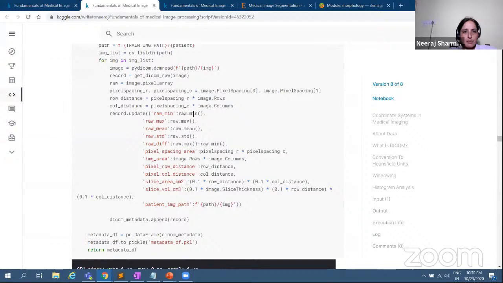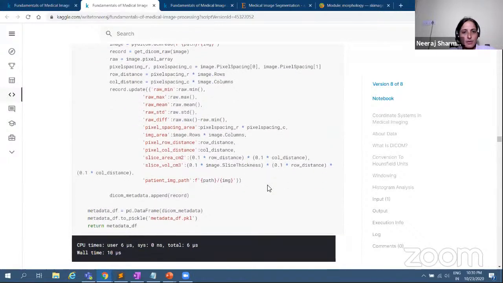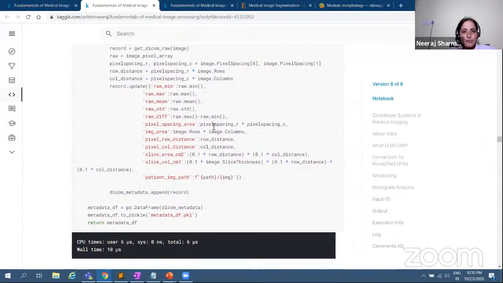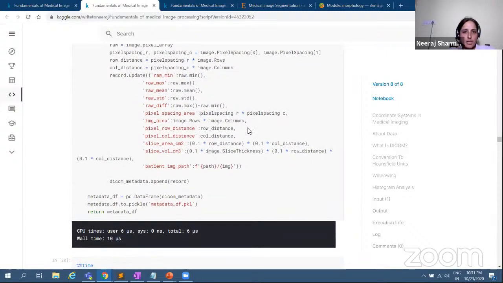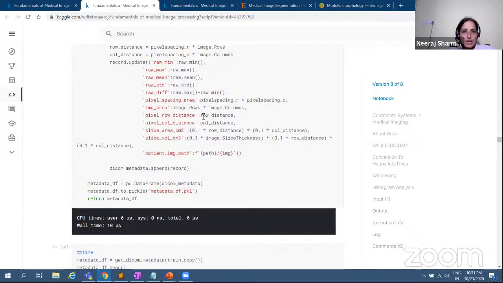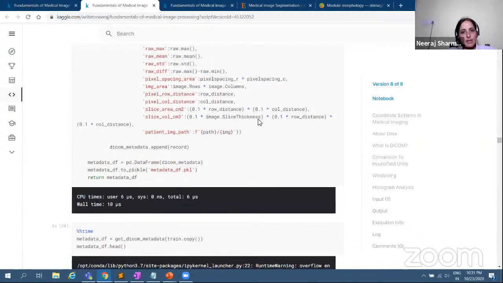So this is the minimum value of the raw image. This is the maximum value. This is the mean, standard deviation. Then max minus min to get the range of the image pixels. Then this is the row and column, which gives the pixel area basically, so we are multiplying the row and column. Then we are taking the image area. Then this is the row distance and column distance covered by one pixel.